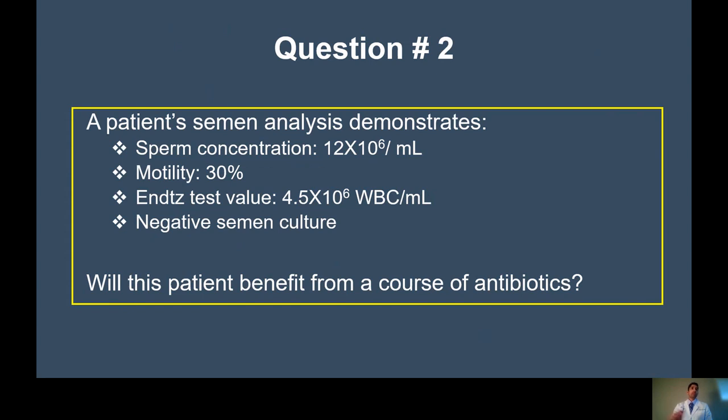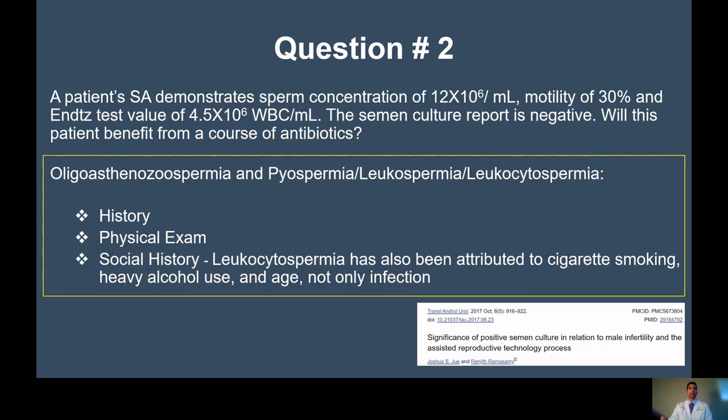Question number 2. We have a patient who has a semen analysis that demonstrates a concentration of 12 million, a motility of 30%, an elevated round cell value of 4.5 million WBCs per milliliter, and a negative semen culture. Will this patient benefit from a course of antibiotics? This is a very common clinical scenario that I encounter. I just want to break it down a little further.